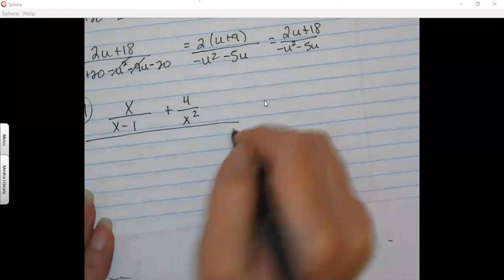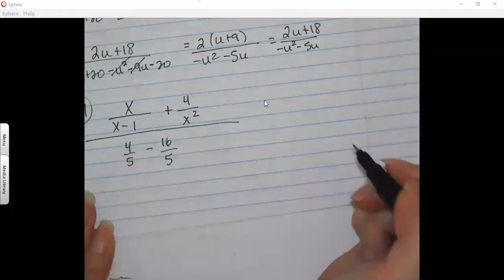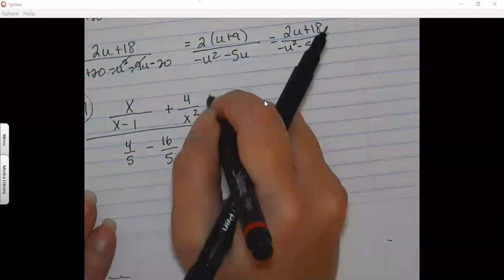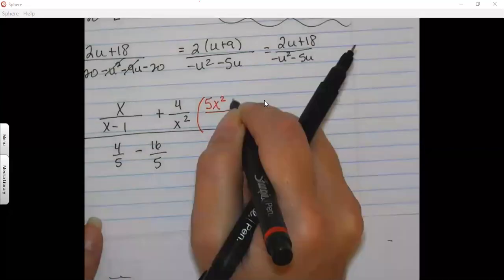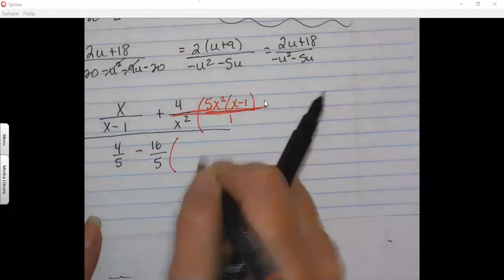Okay, so my monomials, we have a 5 and an x squared. So when we determine the LCD, the monomial part, what's going to be the LCD just on the monomials? 5x squared. And then won't we need an x minus 1 as well? So let's think of that as one giant fraction. I'm going to multiply each fraction by the least common denominator.